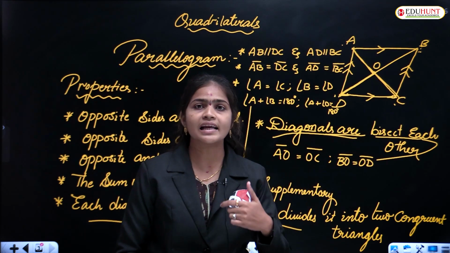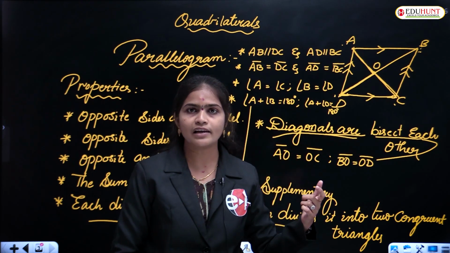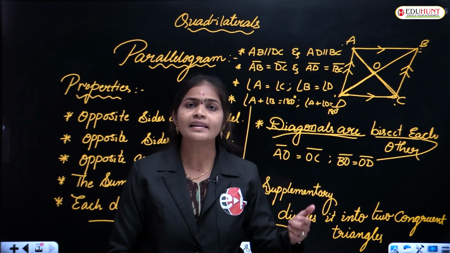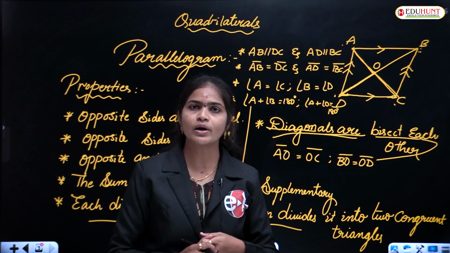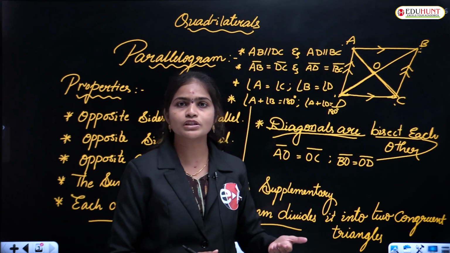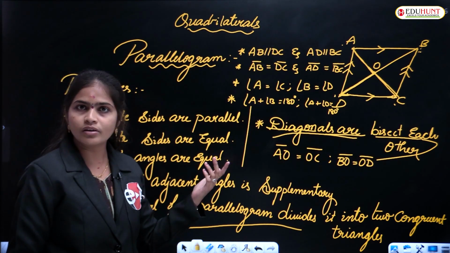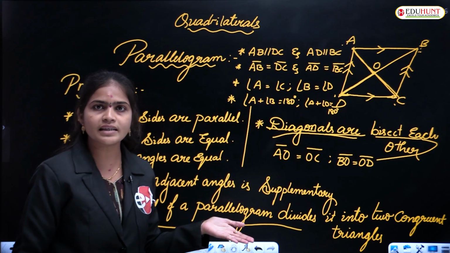Now my question is, I will give you one quadrilateral. You just have to say whether it is a parallelogram or not. Then how can you conclude that this quadrilateral is a parallelogram or not? We have to check the converse properties. What are those? Here you don't know that it is a parallelogram, so how can you say that?